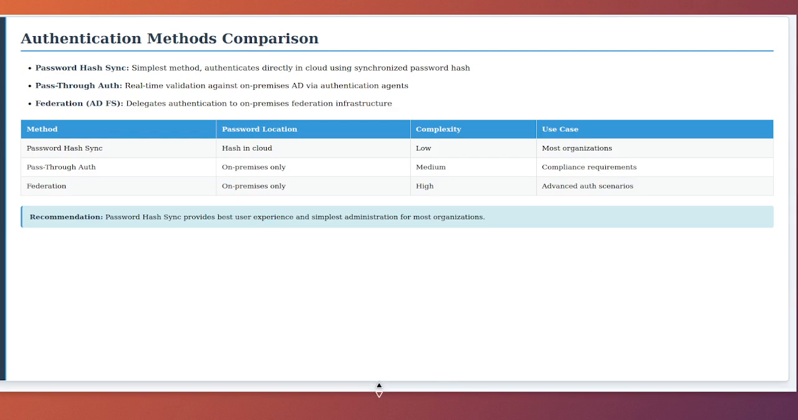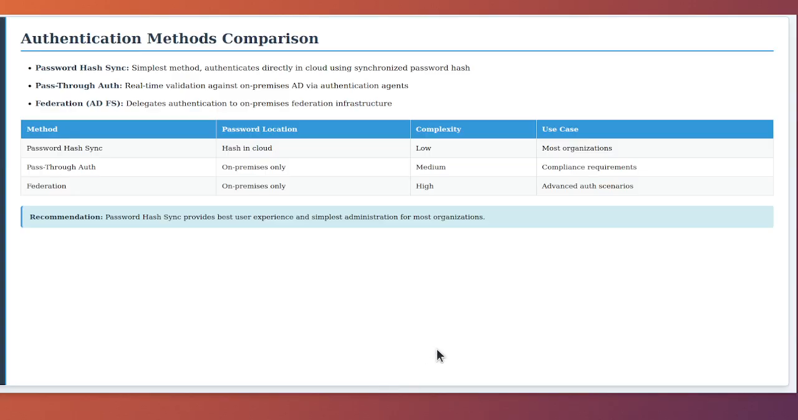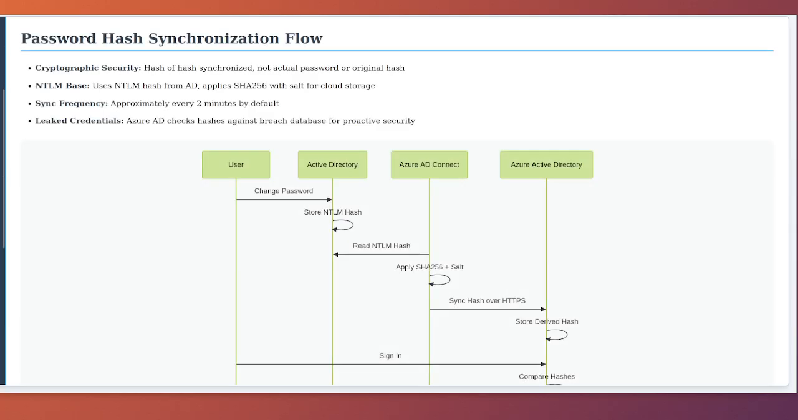and complex access policies. Federation is typically chosen by organizations that require advanced authentication scenarios or have regulatory requirements that mandate on-premises authentication control. The trade-off is increased infrastructure complexity and operational overhead. Password hash synchronization deep dive.